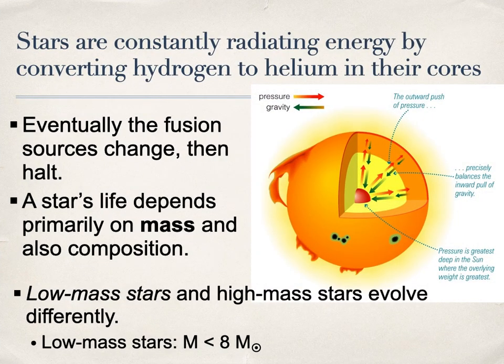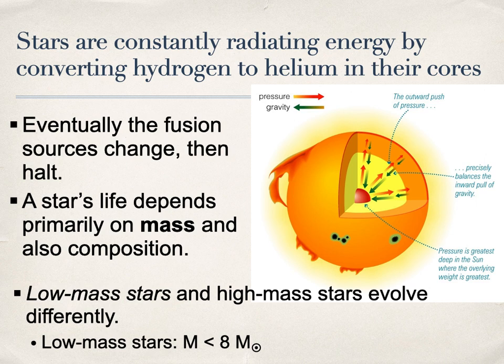So stars are constantly radiating energy by converting hydrogen to helium in their cores. If a star's in the main sequence, that's what it's doing. So stars are really a balance of two forces. There is the force of outward pressure from the nuclear fusion, and it's constantly balanced by the inward pull of gravity. Those two forces, when they're balanced, the star is said to be in hydrostatic equilibrium.